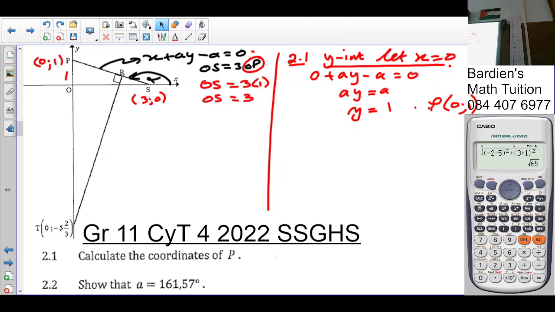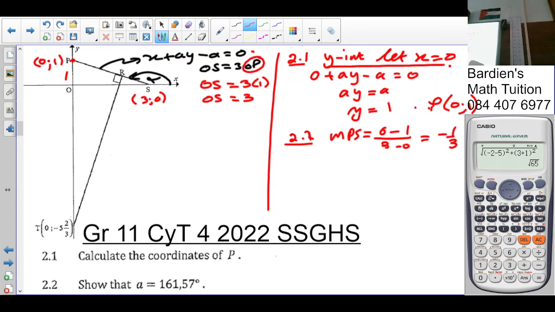The next question says, show that alpha is 161.57. So in other words, I need to know the gradient of PS. How do you calculate gradient? Change in y over change in x. You either go with the coordinates of P and S there. So the gradient of PS is going to be 0 minus 1 over 3 minus 0, which is negative a third.